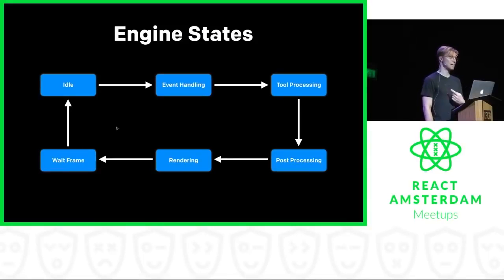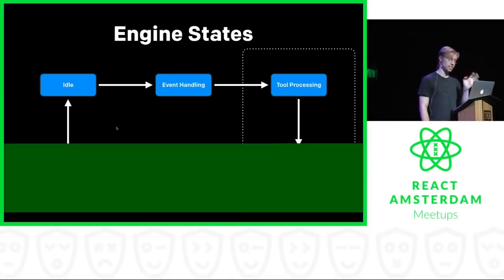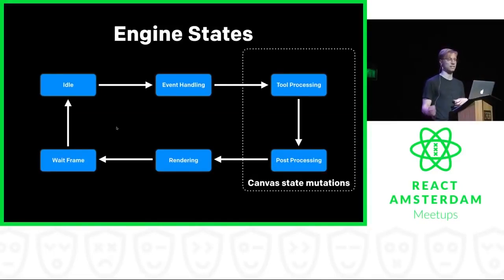And it can move to the event handling state when an event happens. There's tool processing and post-processing which do all the mutations. So there's still only one part in which the data is mutated. In all the other parts, there are no mutations going on, and the canvas tree is completely immutable. But this is also a custom solution.